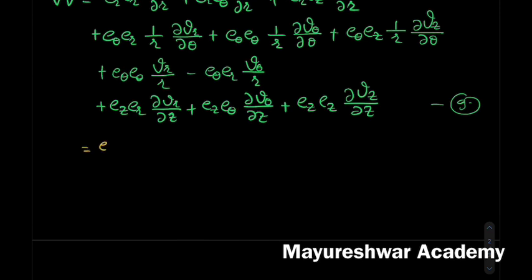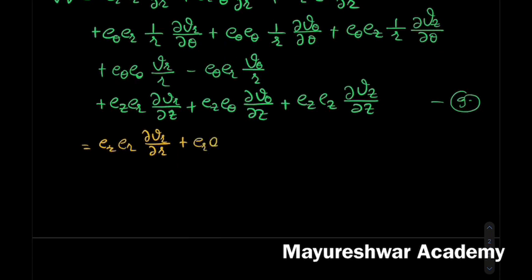Now let us simplify the terms. It is equal to er er partial over partial r of vr, plus er e theta partial over partial r of v theta, er ez partial over partial r of vz.